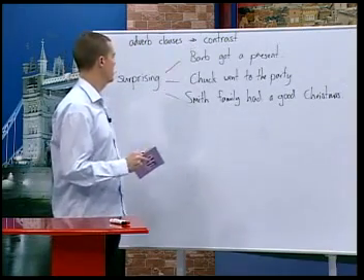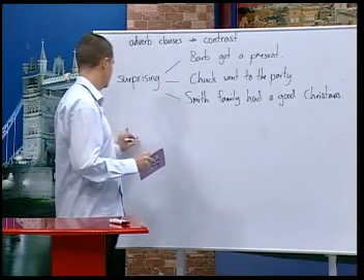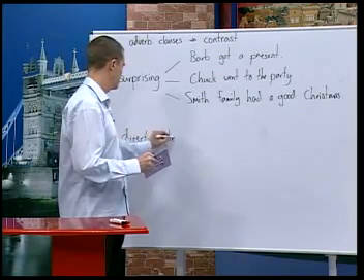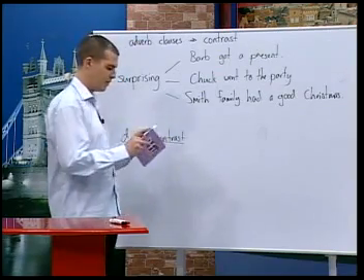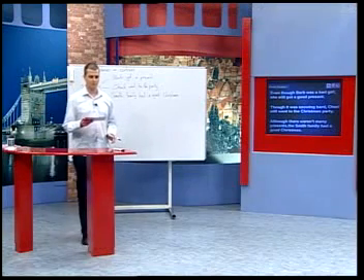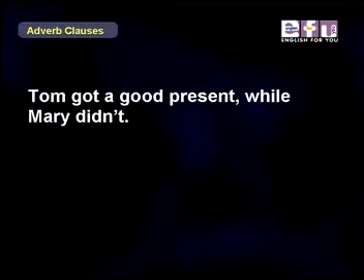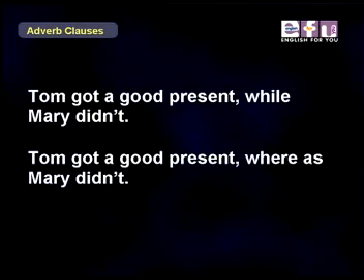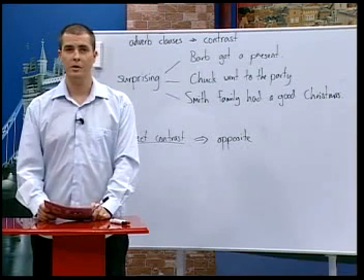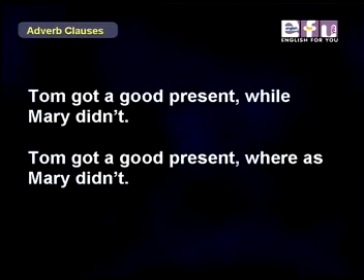Okay, the second is adverb clauses of direct contrast. Adverb clauses of direct contrast. Here are some examples. Tom got a good present while Mary didn't. And Tom got a good present whereas Mary didn't. The two clauses in these sentences are opposites. In the main clause, something good happened. Tom got a good present. In the adverb clause, something bad happened. Mary didn't get a good present.